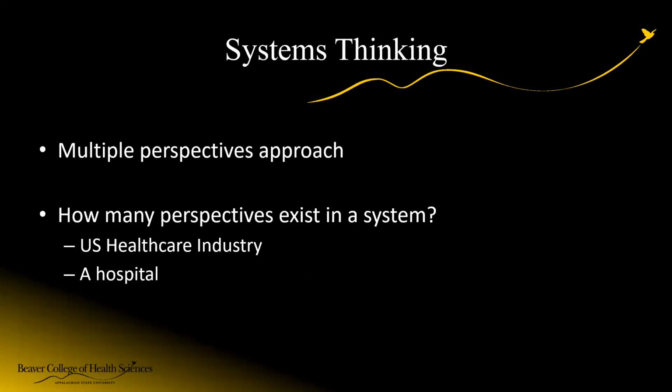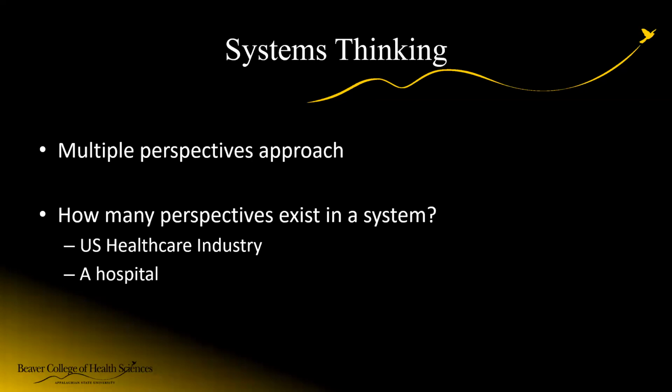Now, there's a lot of different approaches to systems thinking, but it's important that when you do systems thinking, you're thinking about a multiple perspective approach. You're thinking about the world around you and all the various perspectives, the perspectives of patients and families and payers and local organizations. It's not just your organization. It's not just one unilateral viewpoint, not just one uniform viewpoint. So many different perspectives exist in a system.